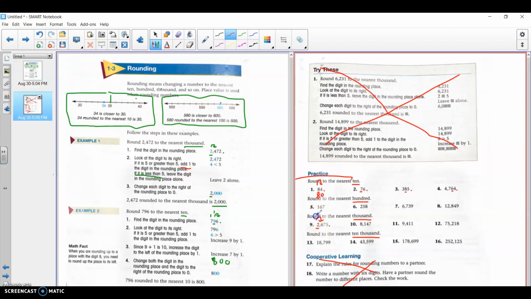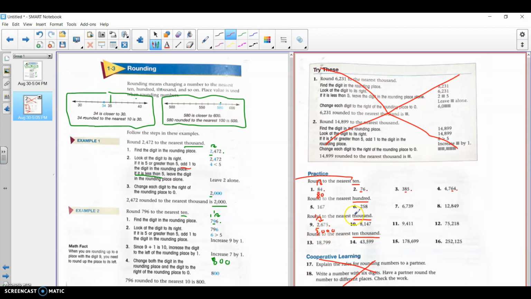So if I put my 1 right here, if I did 2 plus 1, I'm going to get 3. That is supposed to be a 3. All right. Now I go down to that step number 3. Change each digit to the right of the underlined digit, or the rounding place, which in this case was the 2 in the thousands. All of these numbers, 6, 7, and 5, will turn into 0. 6 becomes a 0, 7 becomes a 0, and 5 becomes a 0. So my answer is 3,000.